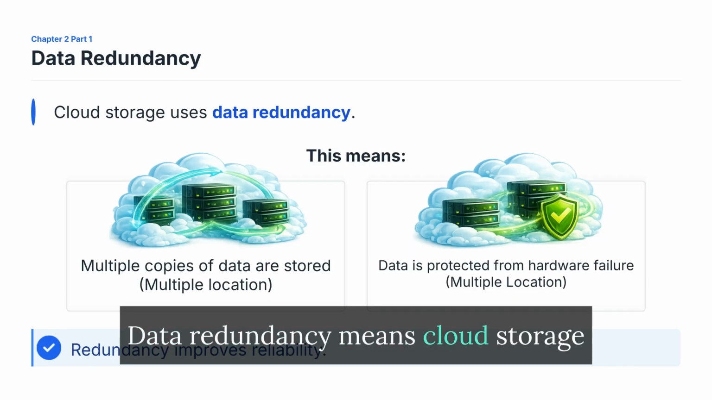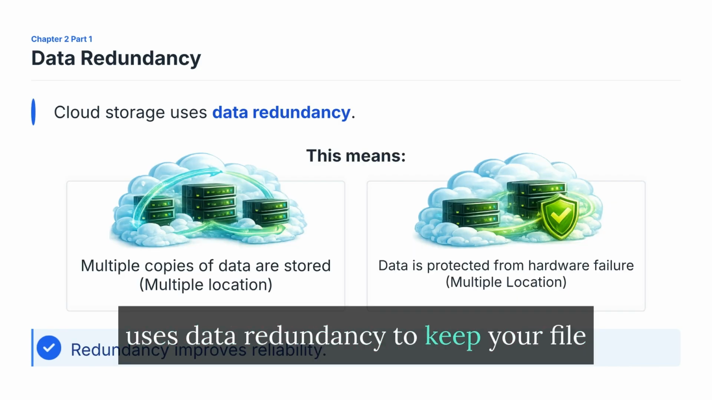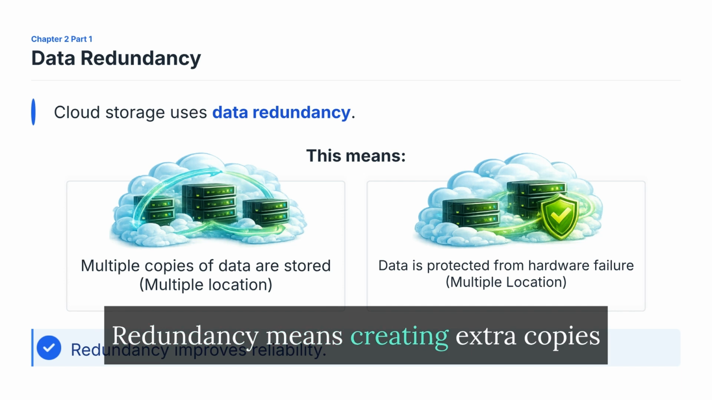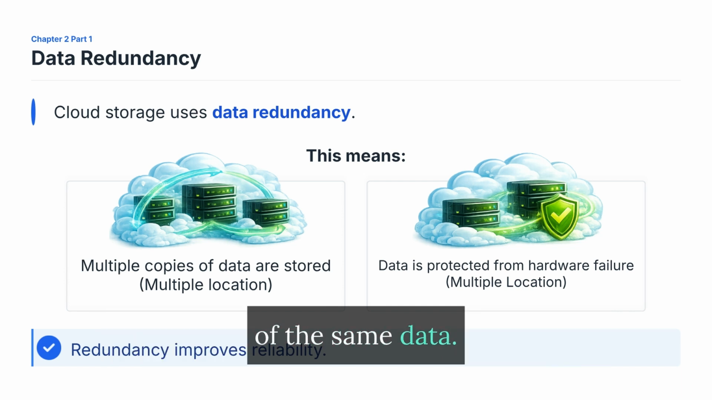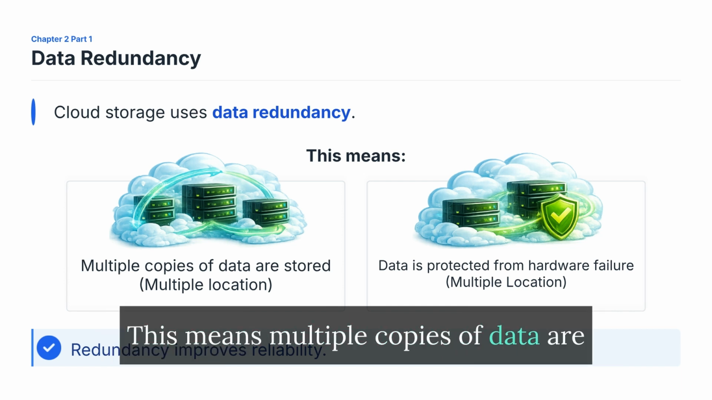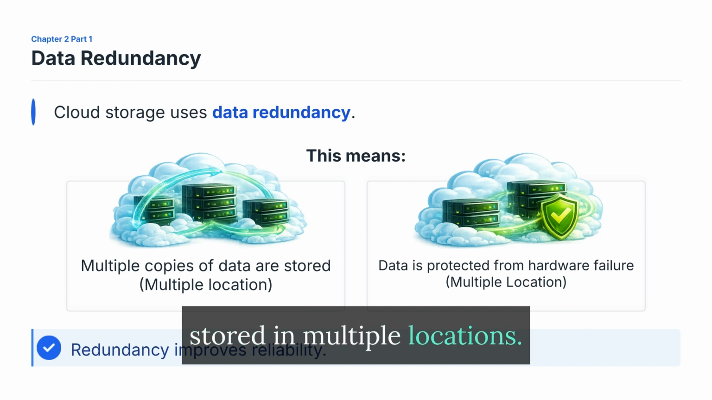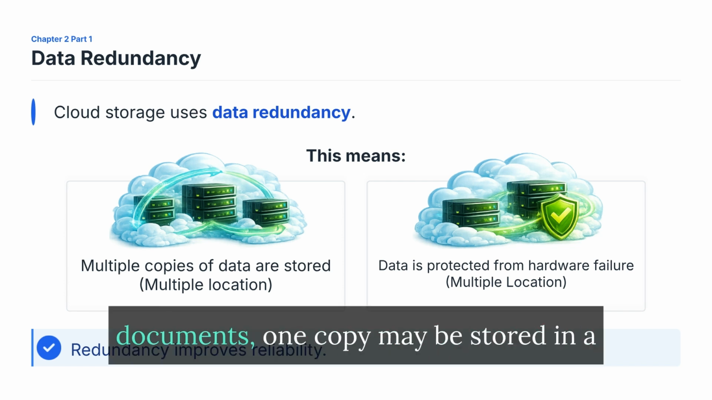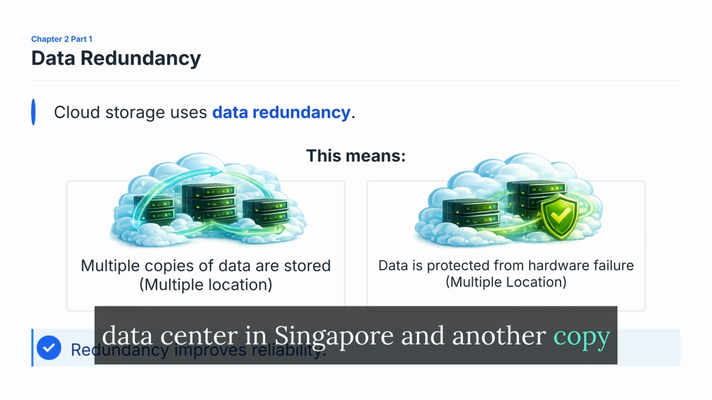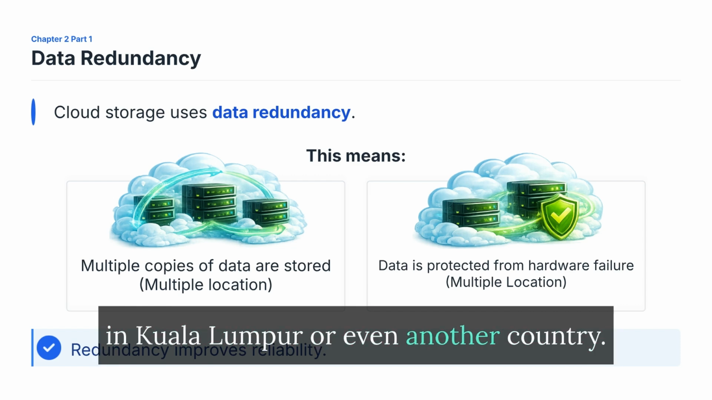Data redundancy means cloud storage uses data redundancy to keep your files safe. Redundancy means creating extra copies of the same data. This means multiple copies of data are stored in multiple locations. For example, when you upload a document, one copy may be stored in a data center in Singapore and another copy in Kuala Lumpur or even another country.